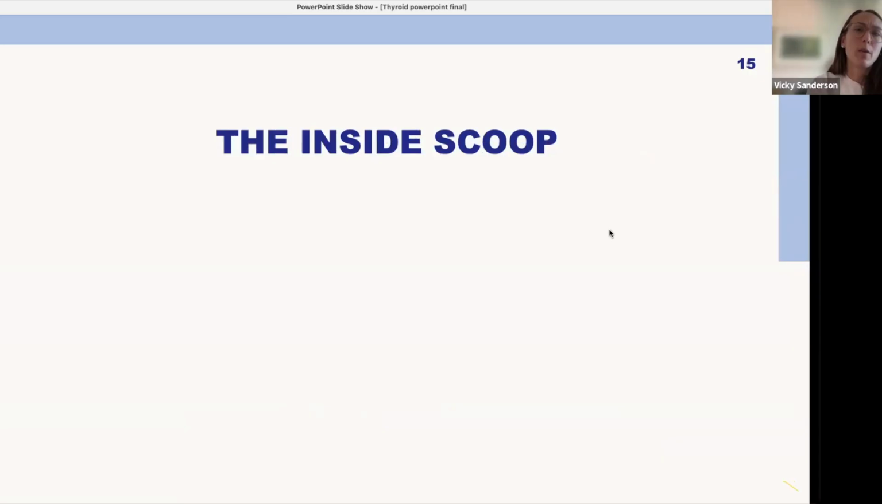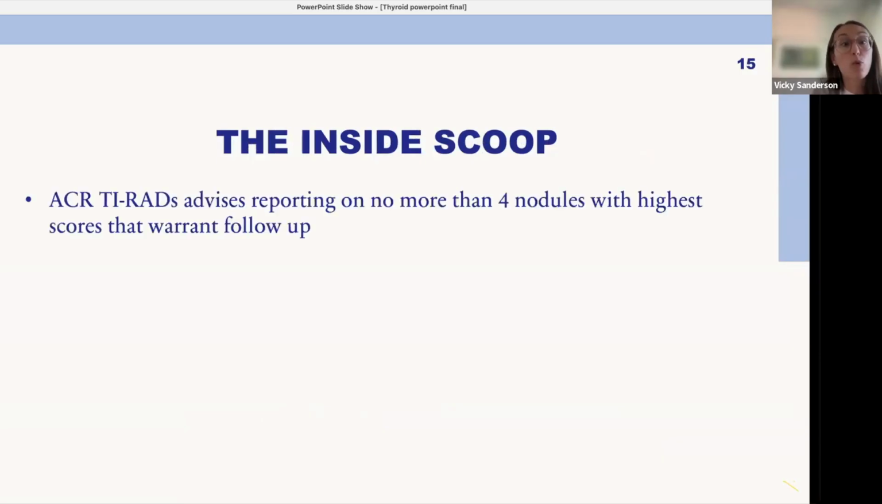So, inside scoop: I was chatting with the radiologist, and as we know, sometimes nodules aren't commented on or described. So which ones are commented on? What's worth commenting on? ACR TI-RADS advises that they shouldn't report on more than 4 nodules, and they pick the nodules with the highest scores.